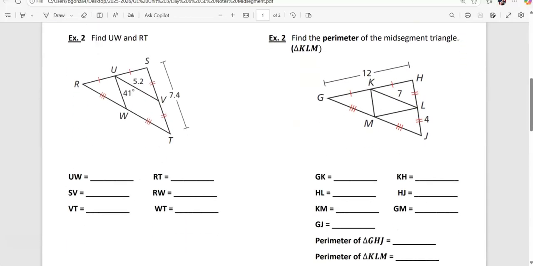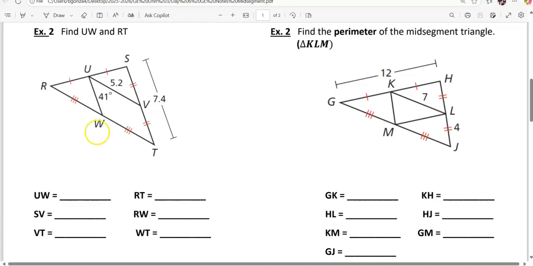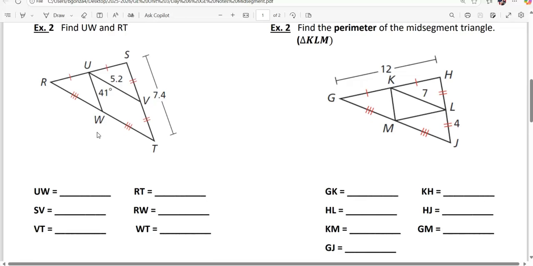So we're going to do this, my friends. Example 2. We just said that a midsegment is half of a parallel side. So if I want to find UW, it's not 41. That's the angle. 41 is talking about this angle right here. If I want to find UW, I know that's half of the parallel side ST. ST is how long? 7.4. So I take that 7.4 and find half of it, which means divided by 2, which is 3.7.